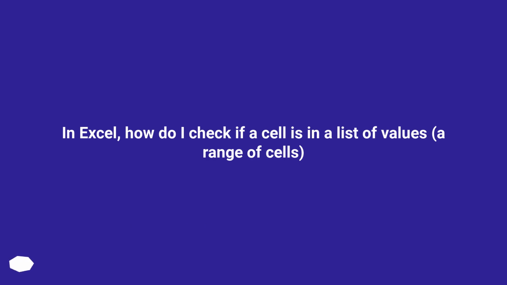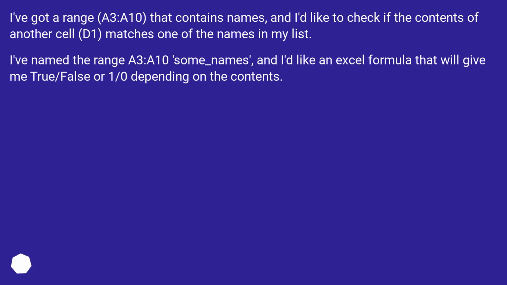In Excel, how do I check if a cell is in a list of values, a range of cells? I've got a range, A3:A10, that contains names, and I'd like to check if the contents of another cell, D1, matches one of the names in my list. I've named the range A3:A10 sum_names, and I'd like an Excel formula that will give me true/false or 1-0 depending on the contents.